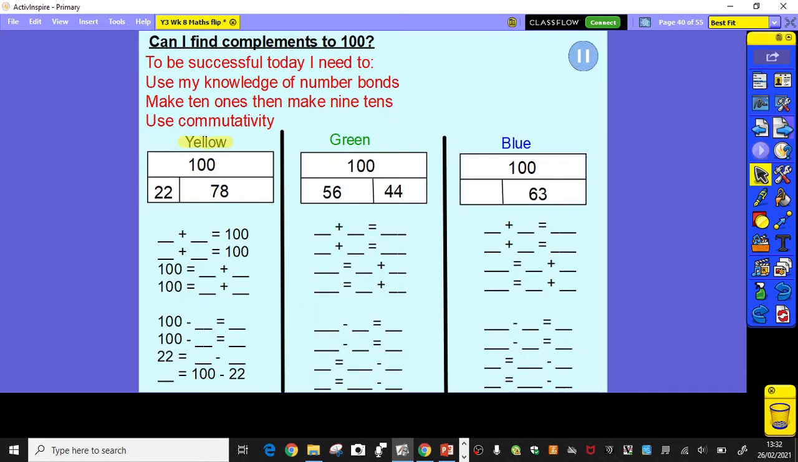Now, for your challenge today, I want you to use the numbers in the bar models to write me 8 number sentences. Now, you need to think carefully. You're going to need to use your knowledge of your number bonds. You're going to need to make 10 ones and then 9 tens. And you're going to need to use commutativity. And you need to check the calculation that you've written to make sure that it actually makes sense. Now choose your challenge and then pause the video while you have a go. Off you go.